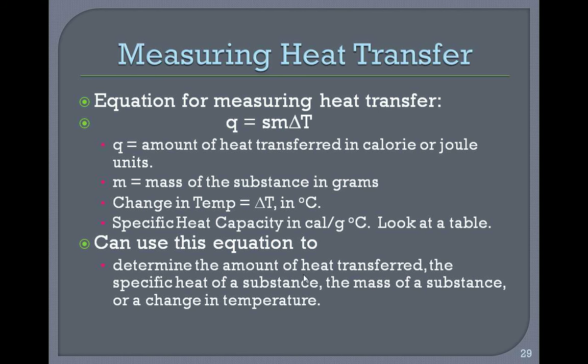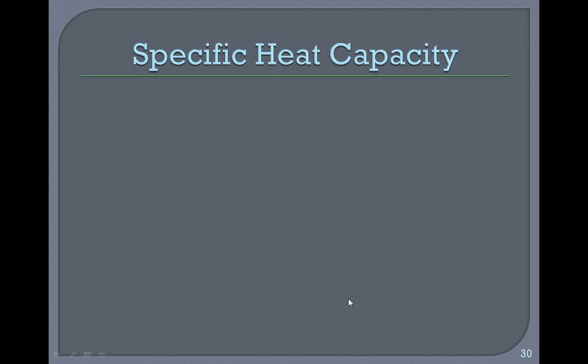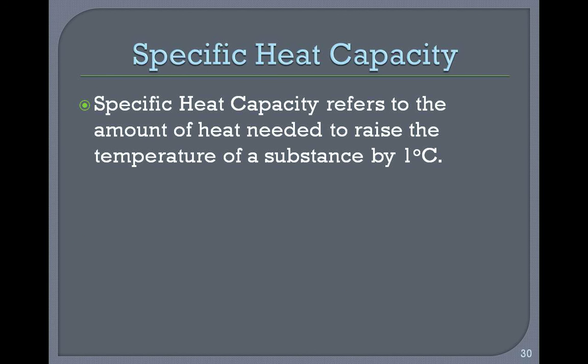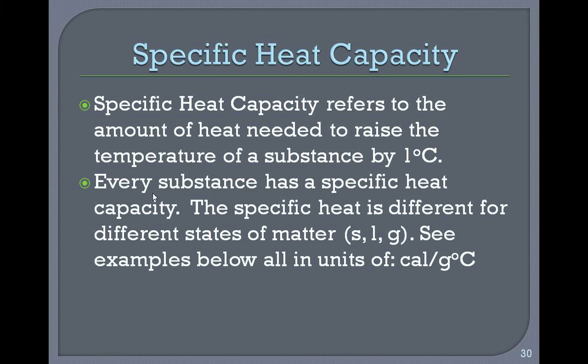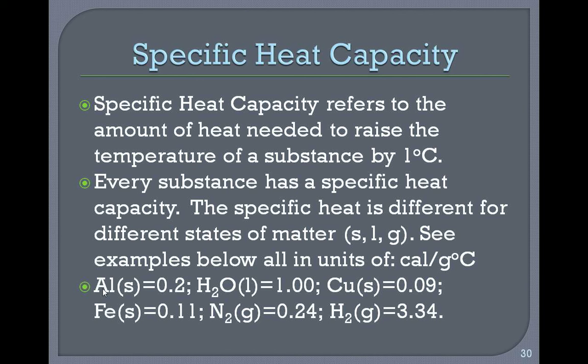You can use this equation to determine the amount of heat transferred, the specific heat of a substance, the mass of a substance, or a change in temperature. Specific heat capacity refers to the amount of heat needed to raise the temperature of a substance by 1 degree Celsius. So every substance has a specific heat capacity. The specific heat is different for different states of matter, meaning solid, liquid, or gas. There's an example below in units of calories per gram degrees Celsius.